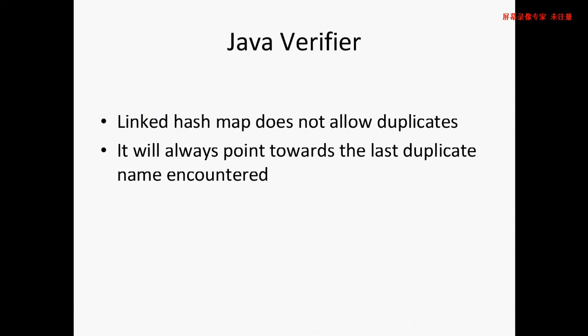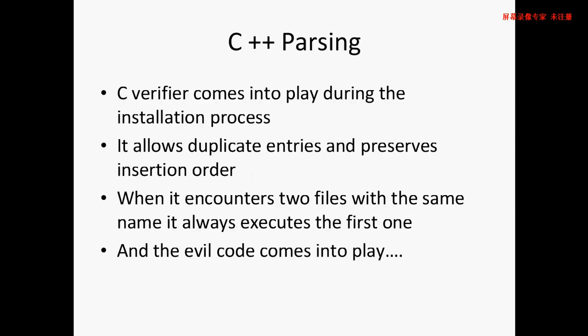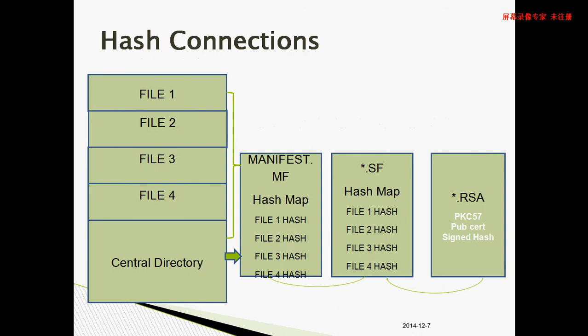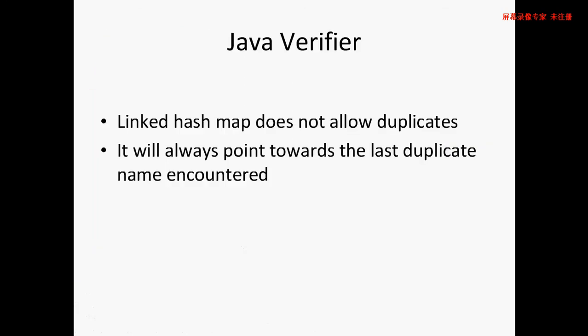During the Android application installation process, the 2 main stages that we encounter are the Java verifier and the C++ parsing. The Java verifier has a function called the linked hash map function, which will verify the hash content of each of the files with that in the manifest or the central directory.